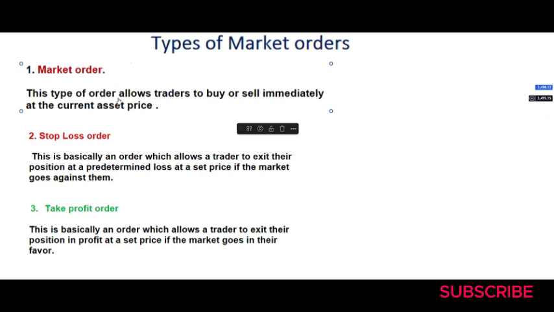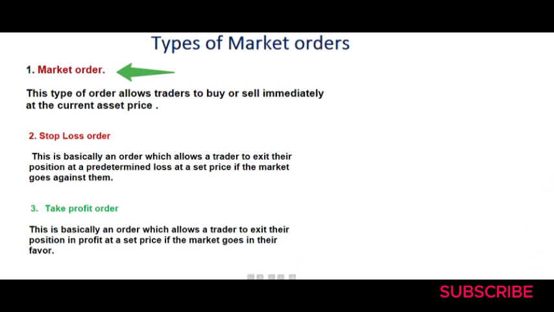A market order is a type of order which allows traders to buy or sell immediately at their current asset price. Say you are buying EUR/USD, or you are selling EUR/USD, or any other asset in the market. When you place the order immediately at the current price, that is a market order, whether you are buying or selling. It's at the current running price.